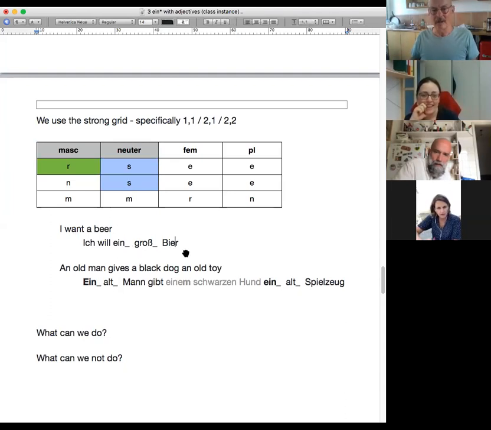What's the gender of beer? Das. Neuter. So it's row two. So it's here. Right. It's there. So do I use decorated ein or undecorated ein? Ich will. Shannon, you do it. Ich will eines großes Bier.